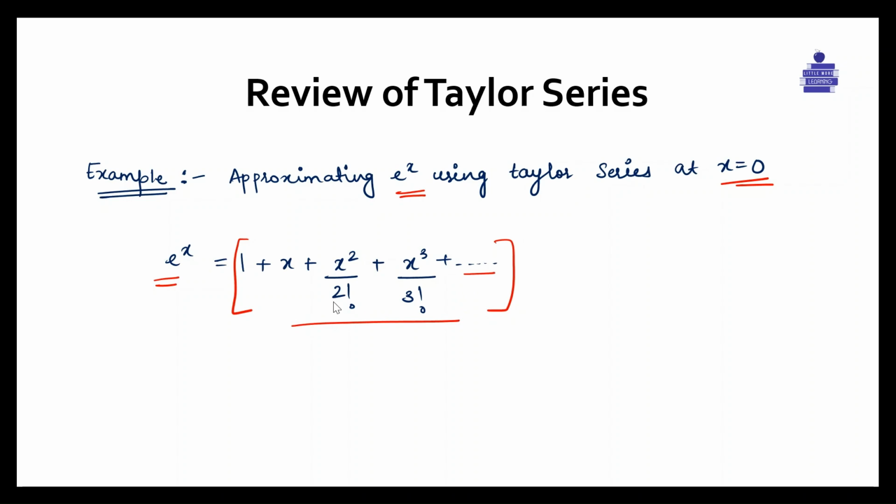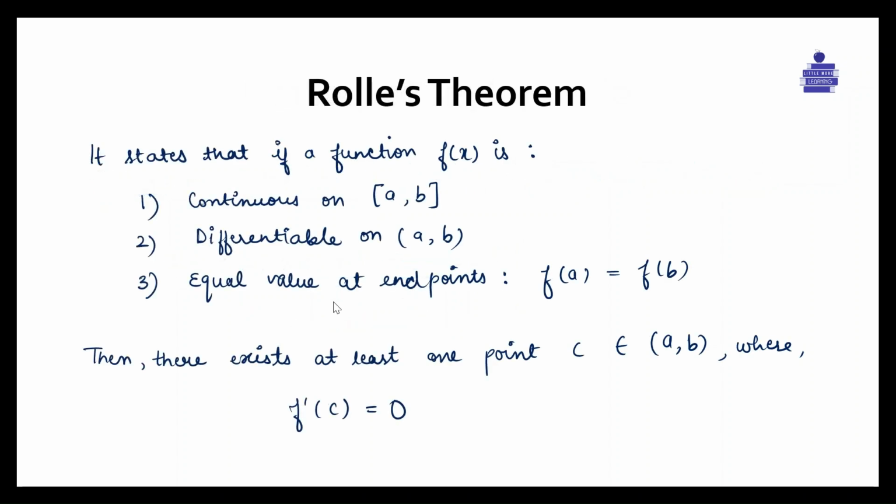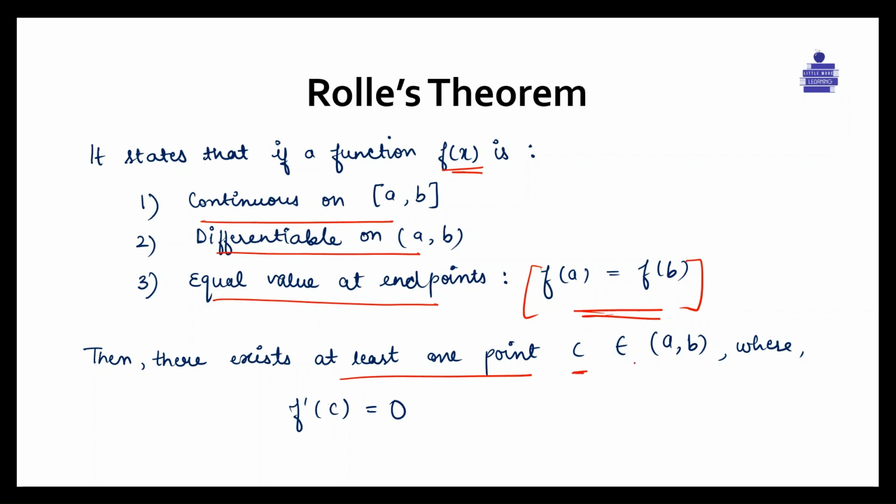So next we will talk about Rolle's theorem and the mean value theorem. These theorems are fundamental in understanding numerical approximation and root finding methods. The first one here is Rolle's theorem. It states that if a function f(x) is continuous on [a, b], differentiable on (a, b), and has equal values at the endpoints, that is f(a) equals f(b), then there exists at least one point c that belongs to (a, b) where f'(c) equals 0, that is, the derivative is equal to 0.